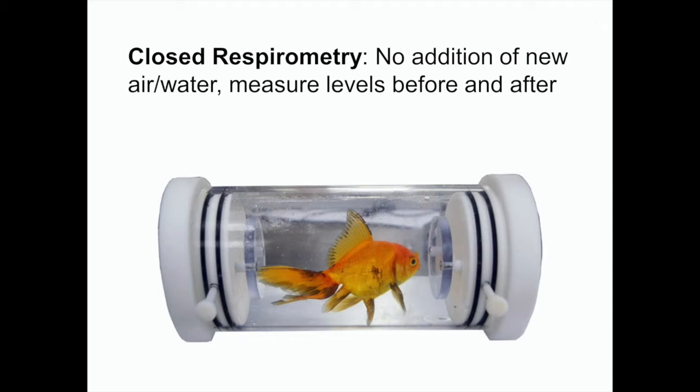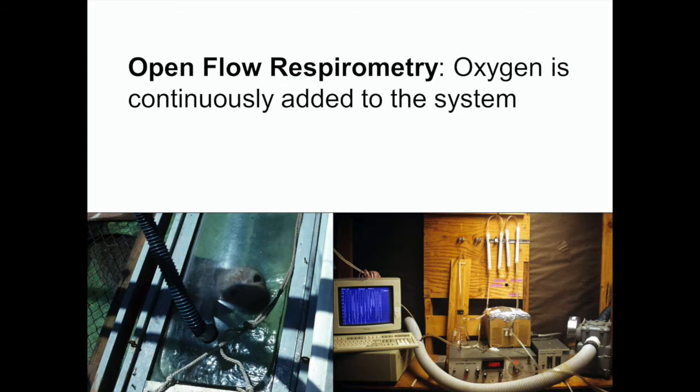This technique has a few drawbacks as well. Since the container is sealed, there may be changes in the animal's physiology or behavior as the oxygen content decreases in the chamber. And of course, you're limited to a short time interval before all the oxygen runs out and your animals will die. The other option is open flow respirometry, where the animal gets a constant supply of new oxygen, allowing much longer measurement periods.